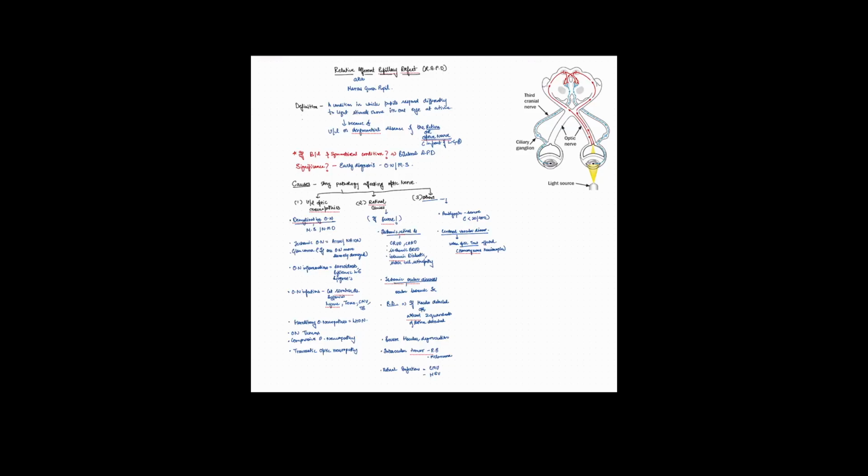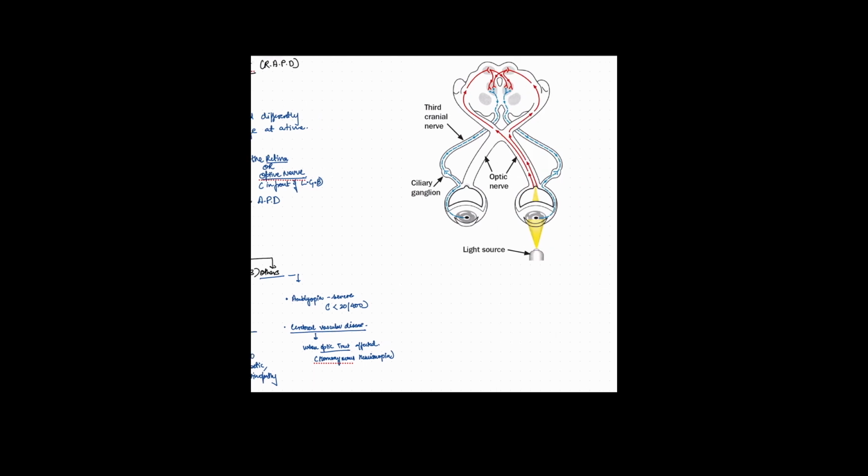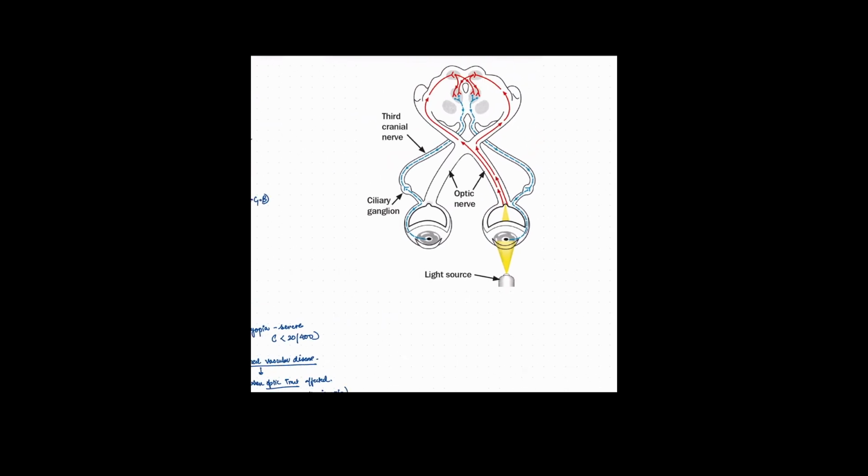Today we're going to talk about the relative afferent pupillary defect, RAPD, also known as Marcus Gunn pupil. What does this mean? Basically, it is a condition in which pupils respond differently to light stimuli shown in one eye at a time. To put it very simply, this is the optic nerve, the sensory part of the eye that will take the information that the light has been shown and take it up to the brain, in very simple layman terms.